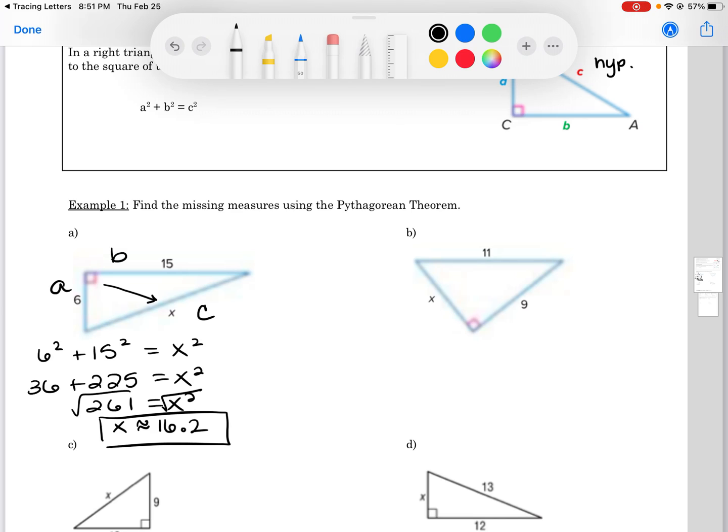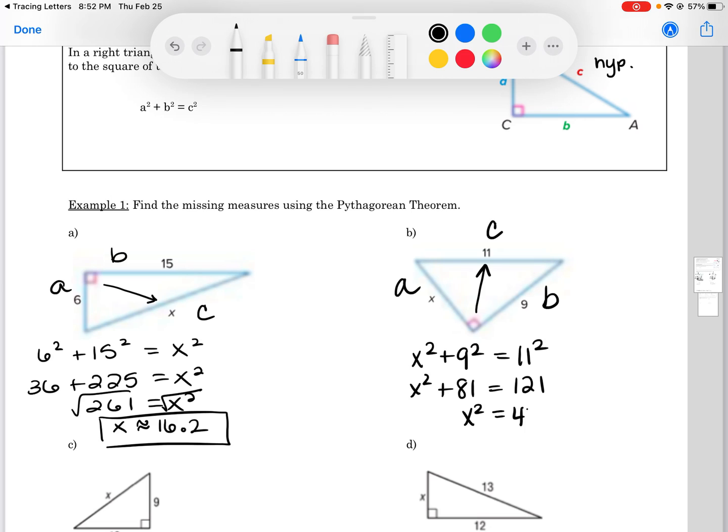We can do the same thing over here. Directly across from the 90 degrees is my hypotenuse, and then it doesn't matter which one's A or which one's B. We have x squared plus 9 squared is equal to 11 squared. So that's x squared plus 81 is equal to 121. We'll subtract from both sides. We're going to get x squared is equal to 40. And then I'm going to square root both sides. Again, getting a decimal, no big deal. X is about 6.3.